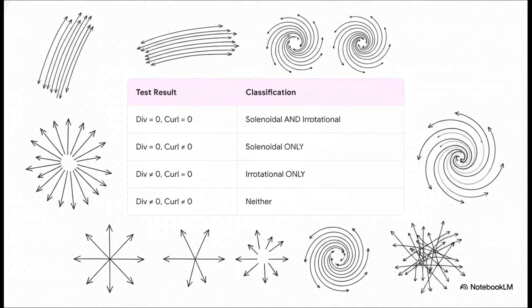This little chart lays out all 4 possibilities from our two-question test. If both the divergence and the curl are 0, the field is both solenoidal and irrotational. If only the divergence is 0, it's just solenoidal. Our example problem fell into this third category. It was irrotational only. And finally, if both tests give you a non-zero answer, well, the field is neither.